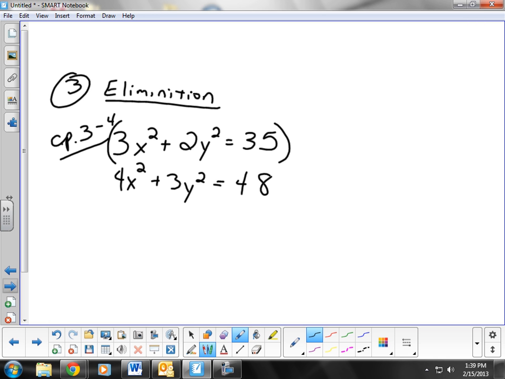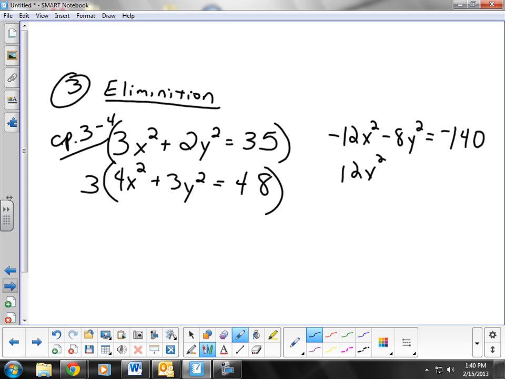So let's multiply through by negative 4 and a positive 3, because 3 and 4 don't have anything in common, so all I can do is swap them. So I've got negative 12x squared minus 8y squared is equal to, what will that be, negative 140? 4 times 35? Can't end in a 6. All right. So we got 12x squared plus 9y squared is equal to 144.